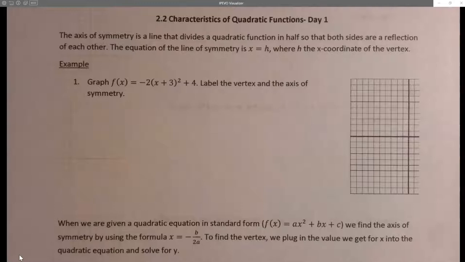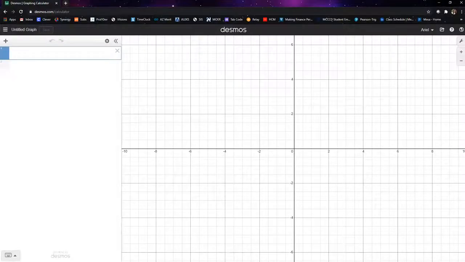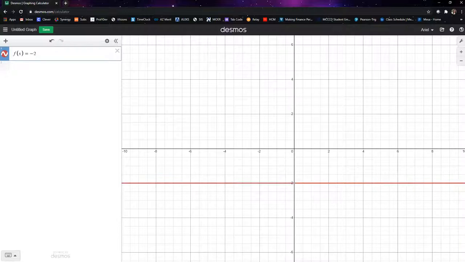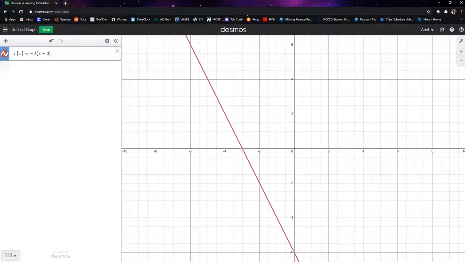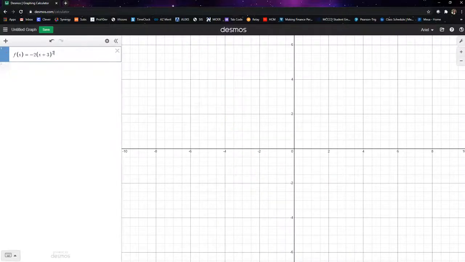Number one wants me to graph this equation and then label the vertex and axis of symmetry. So what I'm going to do is go to Desmos and type this in like I see it. Remember, f of x just means it's like a name of the function. I have typed it in.